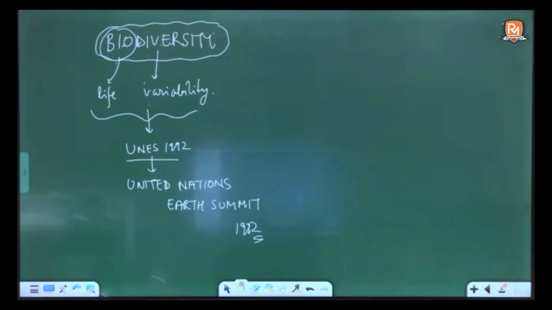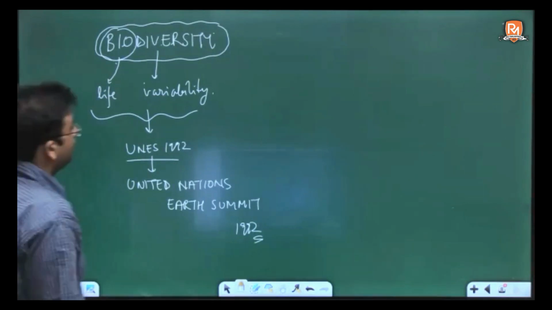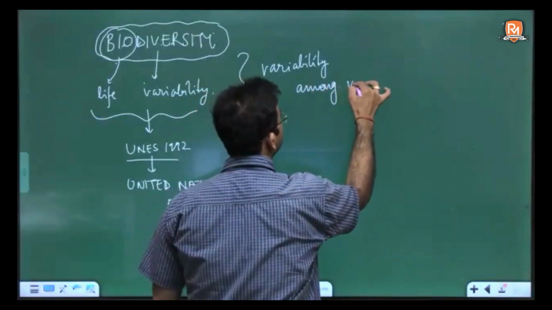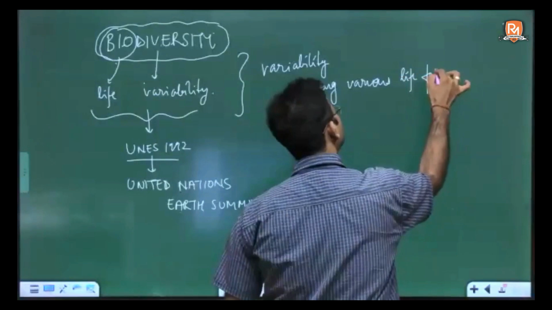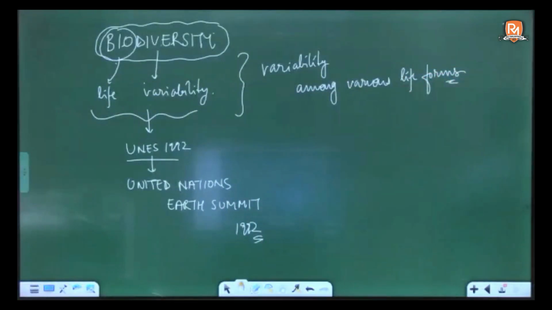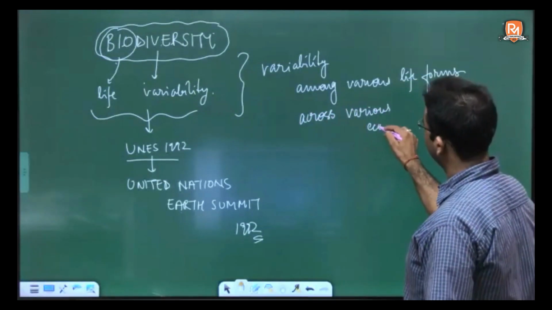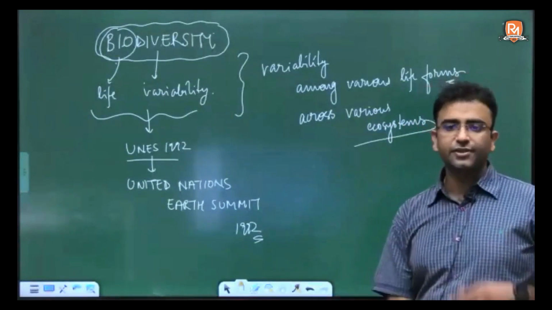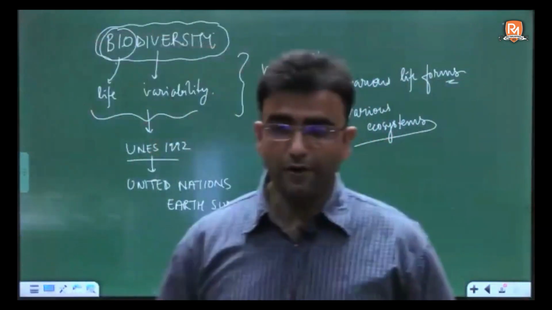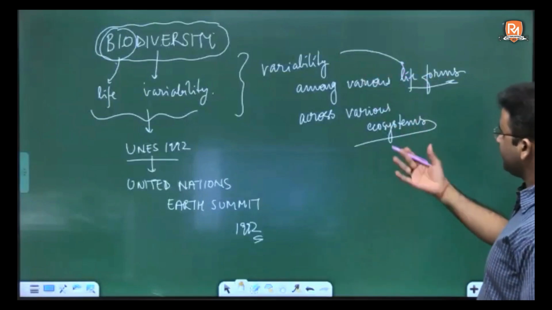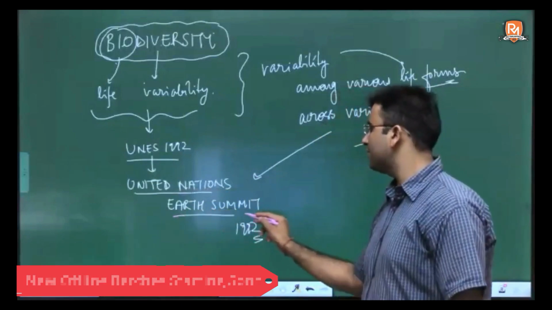The United Nations Earth Summit of 1992 has defined biodiversity as nothing but the variability among living organisms across different ecosystems. It is the variability among various life forms across various ecosystems. So biodiversity is the variability across different life forms, across various ecosystems, and this definition has been given by the United Nations Earth Summit that took place in 1992.